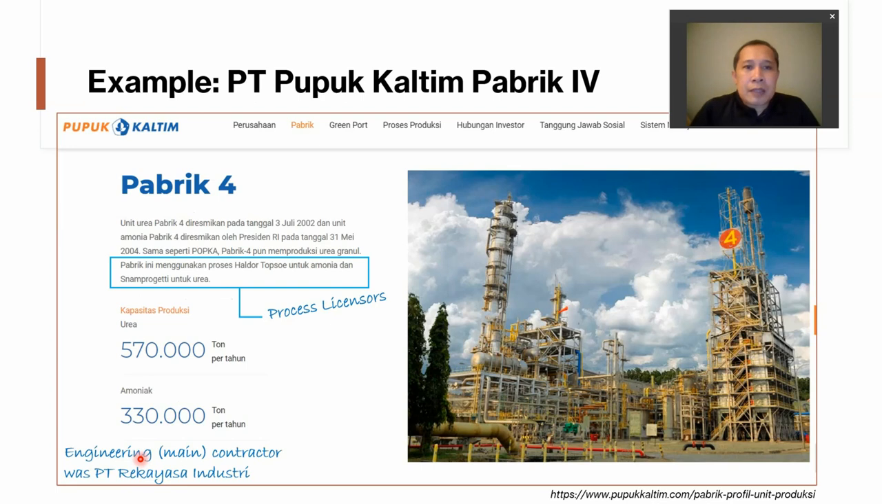Now, just a quick example. This is a picture of plant number 4 in Pupuk Kaltim, taken from their website. If you take a look at the words that I put in the box here, this plant uses the Haldor Topsoe process for the ammonia and the Snamprogetti process for the urea plant. So these two companies would be the process licensors for Pupuk Kaltim 4. It's not written here, but if you browse the internet, you'll find that the engineering main contractor for Pupuk Kaltim 4 was PT Rekayasa Industri. So Rekayasa Industri was the engineering contractor, and these companies are the process licensors who sold their license to Rekayasa Industri.